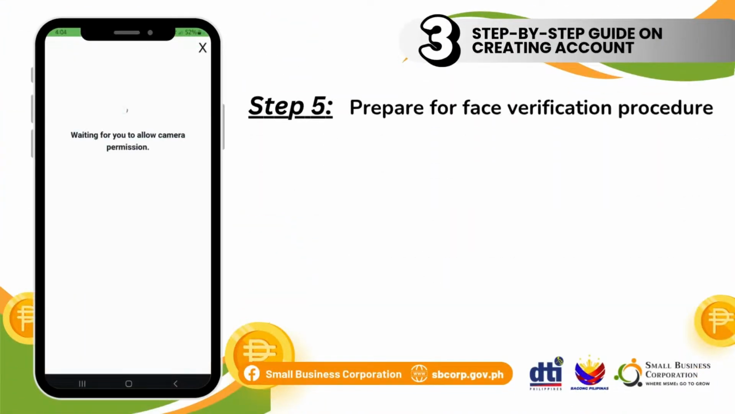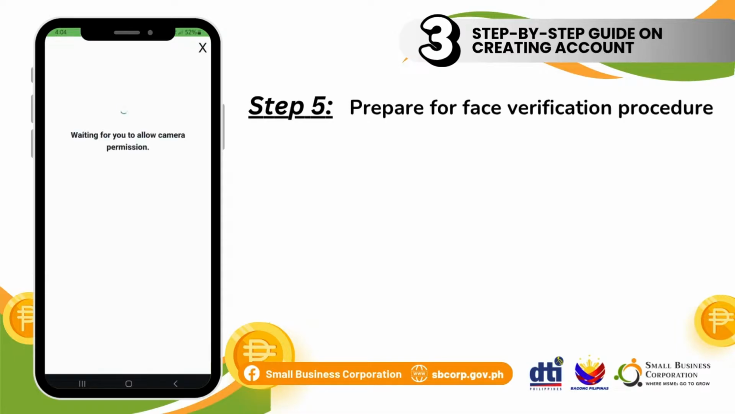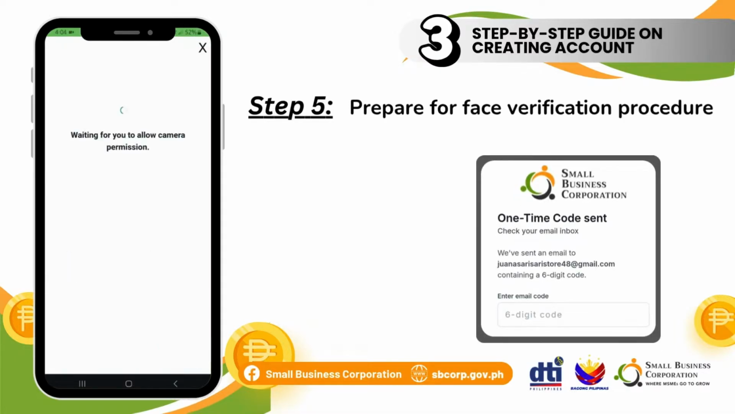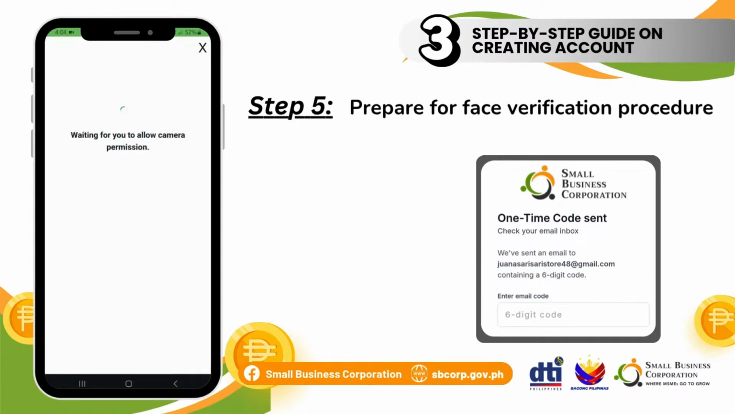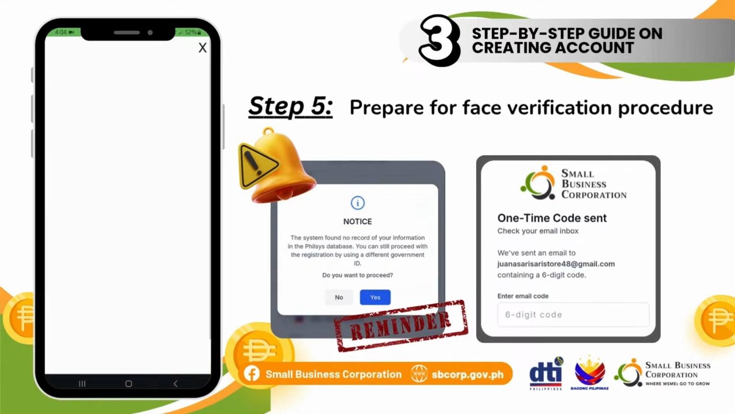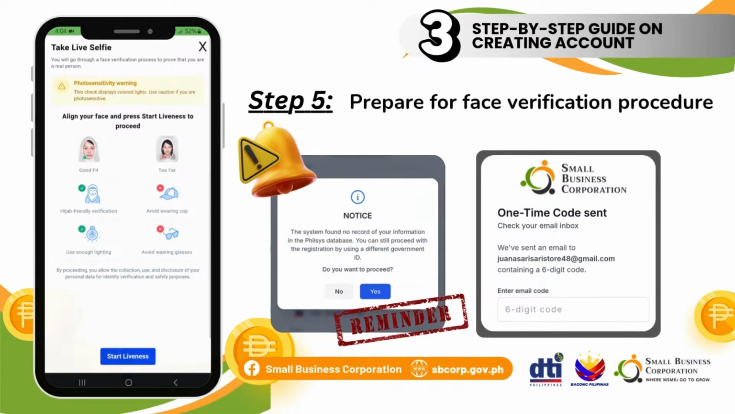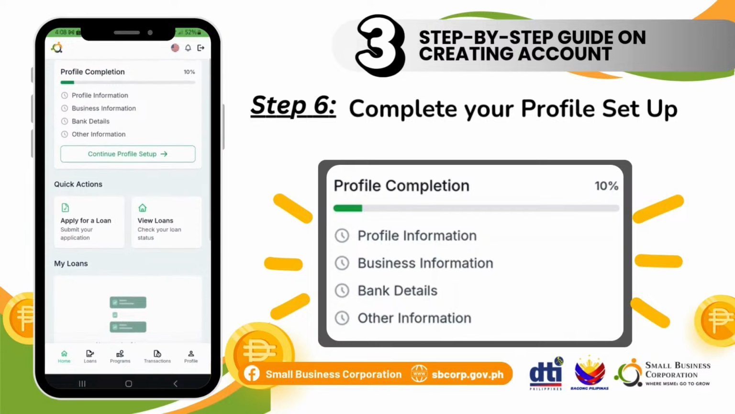Step 5. Once the password is created, please prepare for a face verification procedure. You will receive a one-time code from your registered email address or cell phone number. Reminder, please make sure that all the information you encode in the SB Corp Money app is true and correct. Step 6. Complete your profile setup.